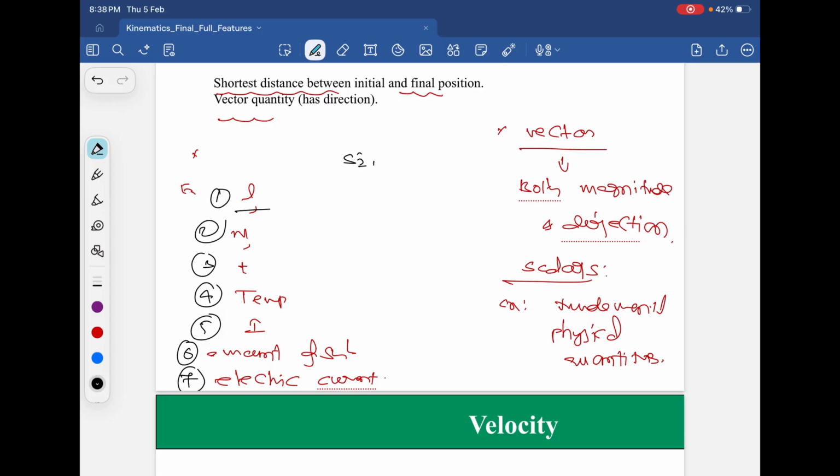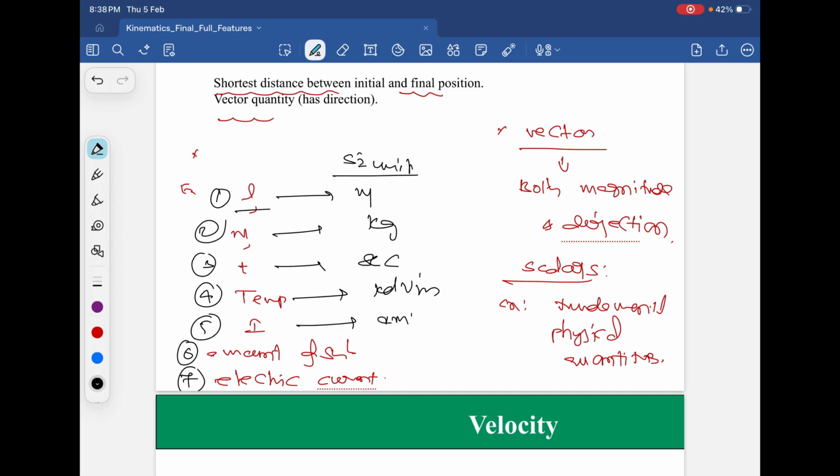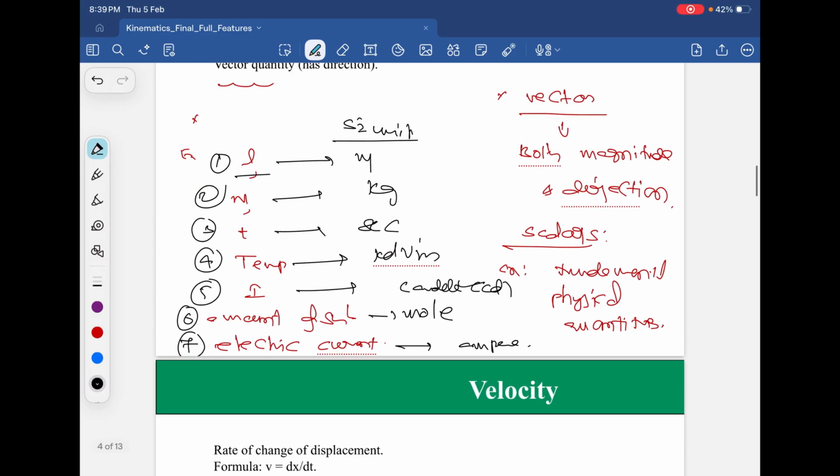In SI units, you might know their units also. Length is measured in meter, mass in kilogram, time in seconds, temperature in Kelvin, amount of substance in moles. Electric current is measured in ampere. Sorry, if you talk about luminous intensity, it is in candela. So like this we can measure the fundamental physical quantities. All are scalars, only magnitude is sufficient.